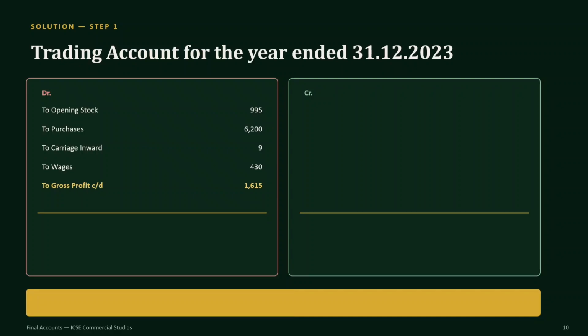On the credit side, we simply put what we sold, like sales 7819, plus what's still sitting unsold. That's your closing stock with 1430. Now subtract one side from the other and profit falls out as 1615. That's your gross profit. This is purely for buying and selling. Nothing else counted yet. Now let's move on to the profit and loss account.